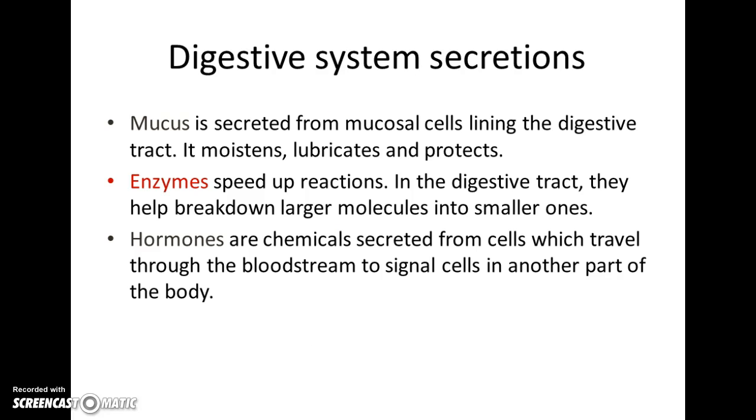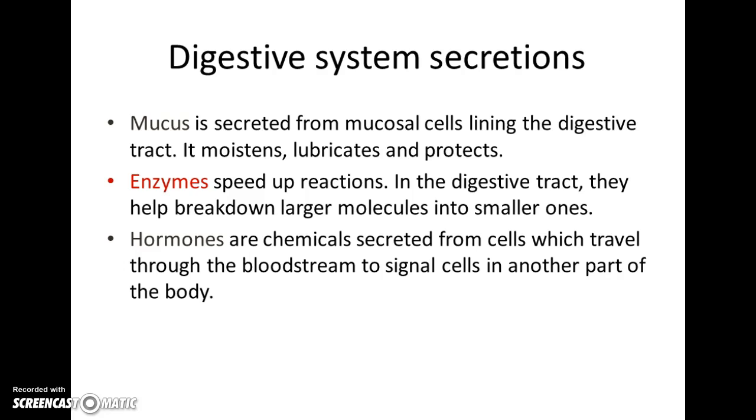So what are these secretions? These secretions include mucus. Mucus is secreted from mucosal cells that line the digestive tract, and it moistens, lubricates, and protects. So it's going to make sure that we have a smooth trip through the GI tract.